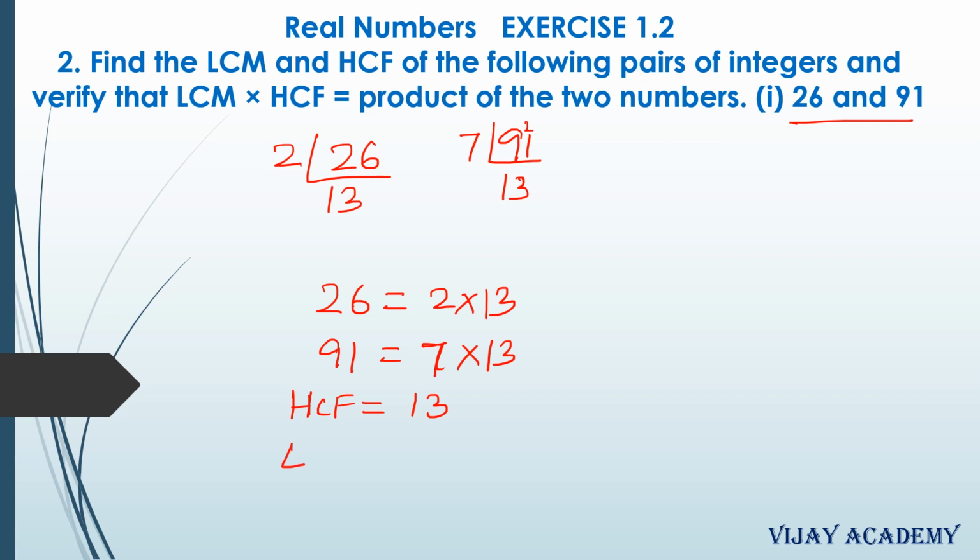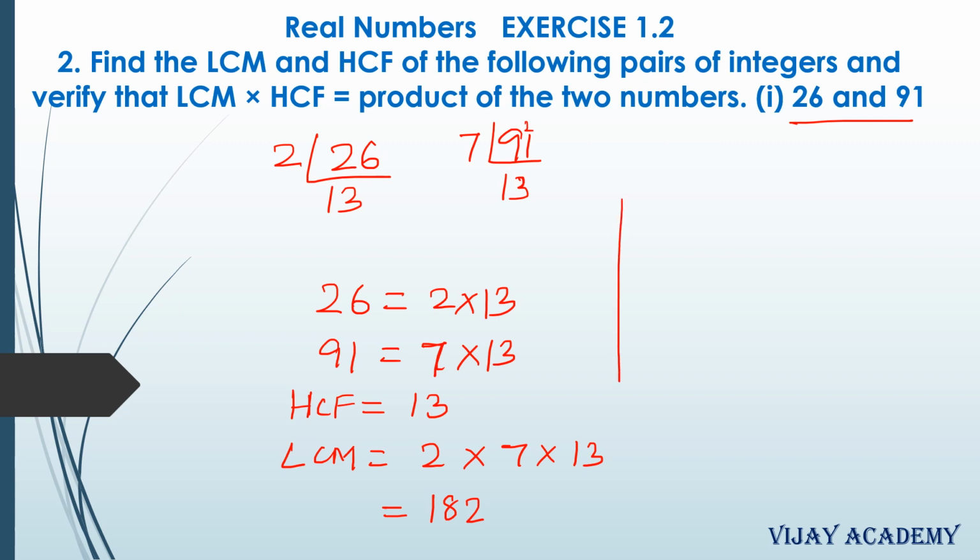Now LCM. LCM is the product of all the factors with their highest powers. Here all the factors present in both the factorizations are 2, 7 and 13, and in each case their highest power is 1 itself. So we write 2, 7 and 13 and multiply them. 2 sevens are 14, and 14 into 13 gives 182. So the LCM of these two numbers is 182.